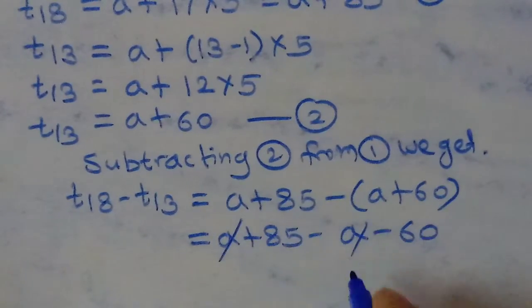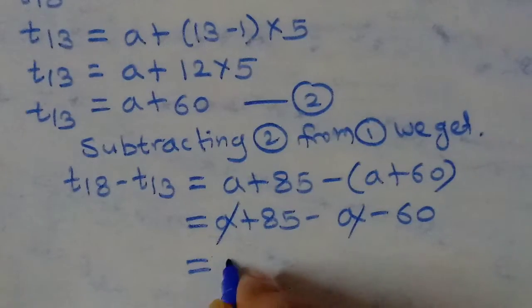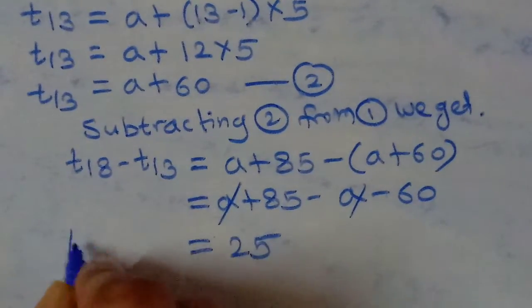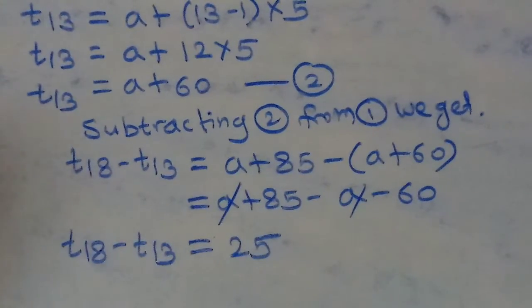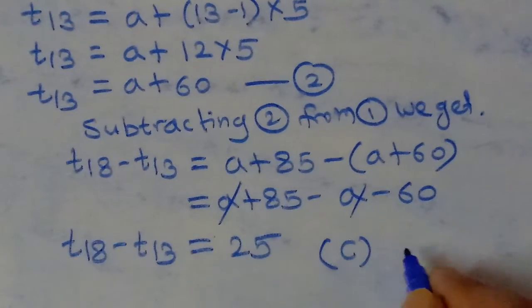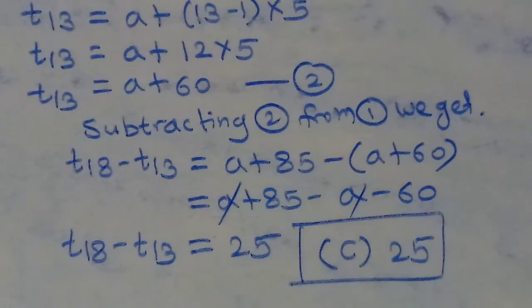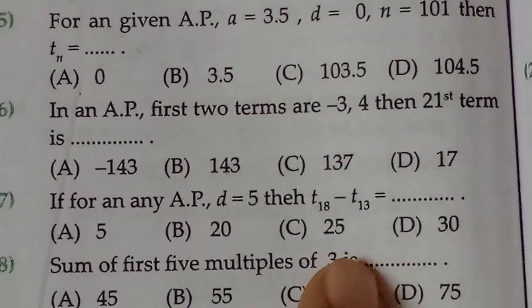Now plus A minus A gets cancelled and 85 minus 60 is 25, and therefore your last answer is T18 minus T13 is equal to 25. That is option C in your textbook. Option C, 25. Right answer in this way. See, your answer is 25.